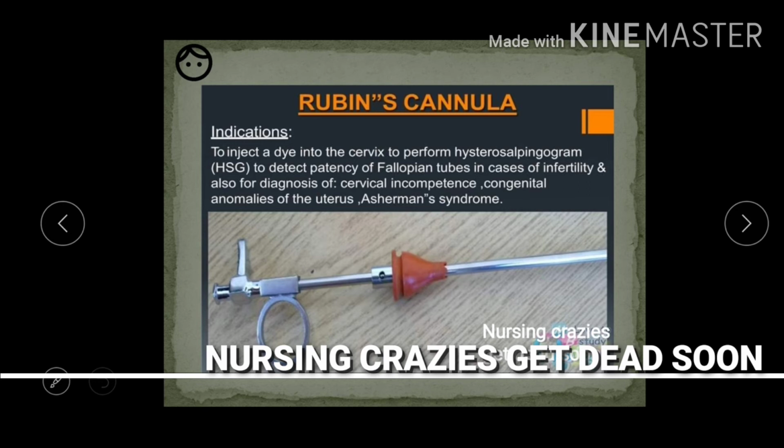Then the next one is Rubin's cannula. Why are we using this Rubin's cannula? To inject a dye into the cervix to perform hysterosalpingiogram, to detect patency of fallopian tubes in case of infertility, also for diagnosis of cervical incompetency, congenital abnormalities of the uterus, and Asherman syndrome. So Rubin's cannula we mainly use for injecting dye if the client has obstructed fallopian tubes, or we want to visualize them. What is Asherman syndrome? We have already discussed that the adhesion of the two layers due to excessive scraping of the uterine cavity is Asherman syndrome.